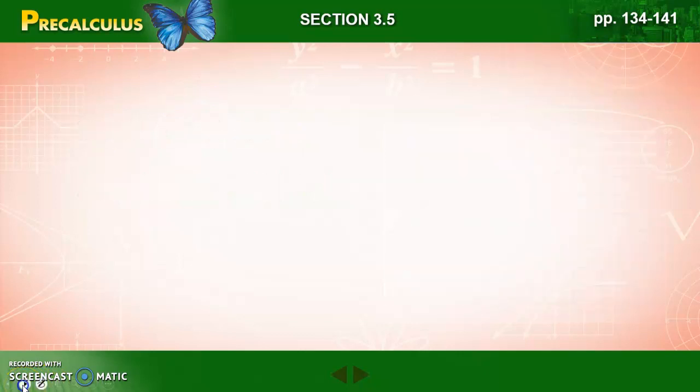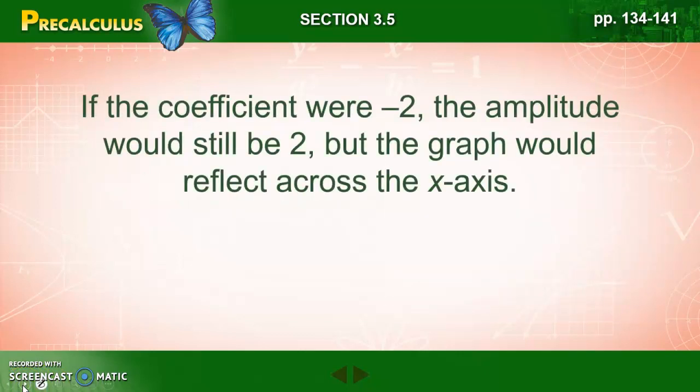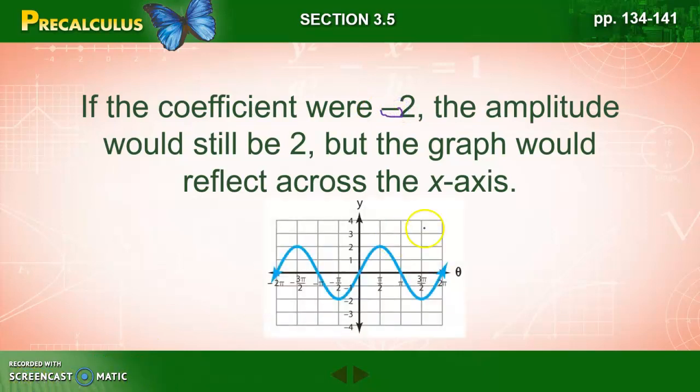If the coefficient were -2, the amplitude would still be 2, but because of this negative, it would reflect our graph across the x-axis. So let's take a look at that. So here's what it looks like with an amplitude of +2 with a -2. Our graph is just reflected across the x-axis. So our zeros are still the same here.